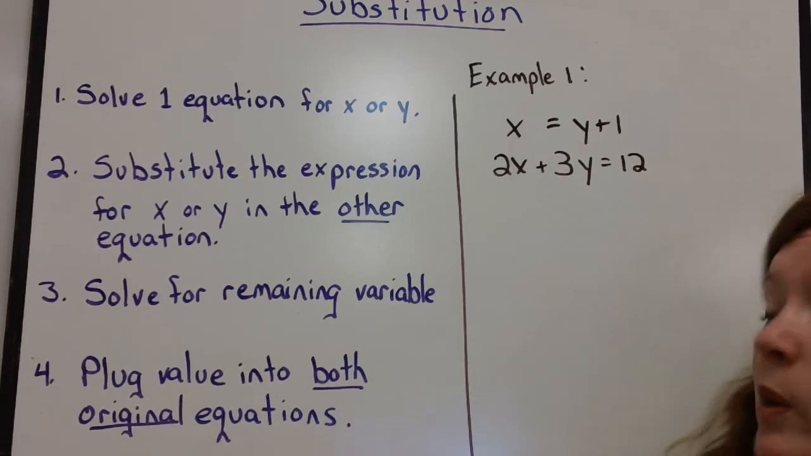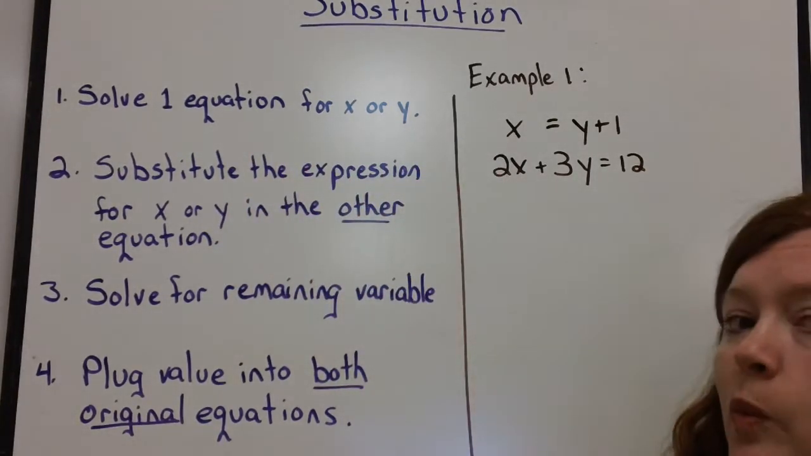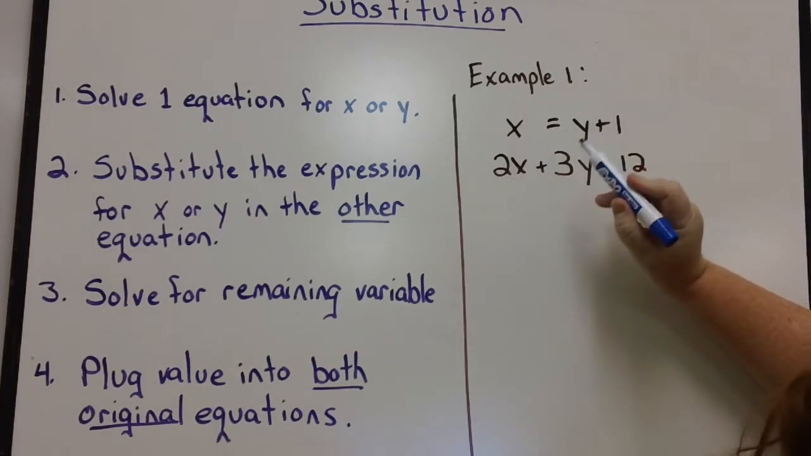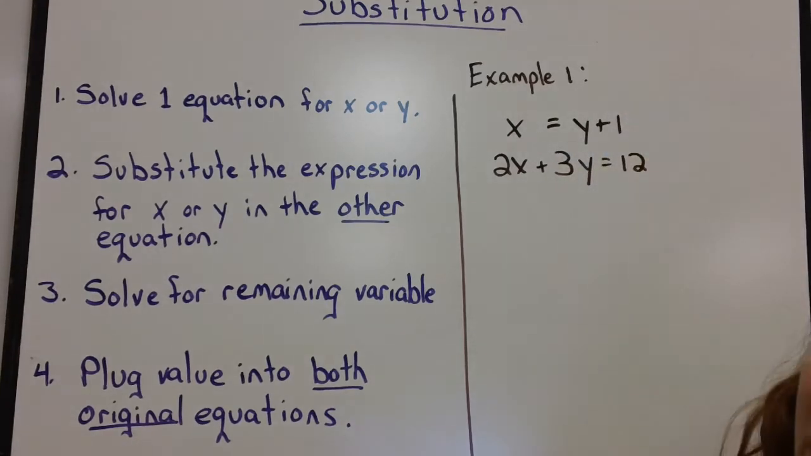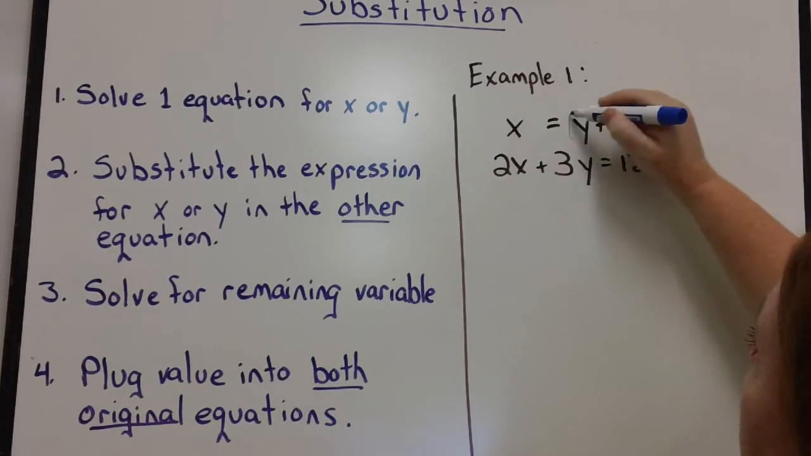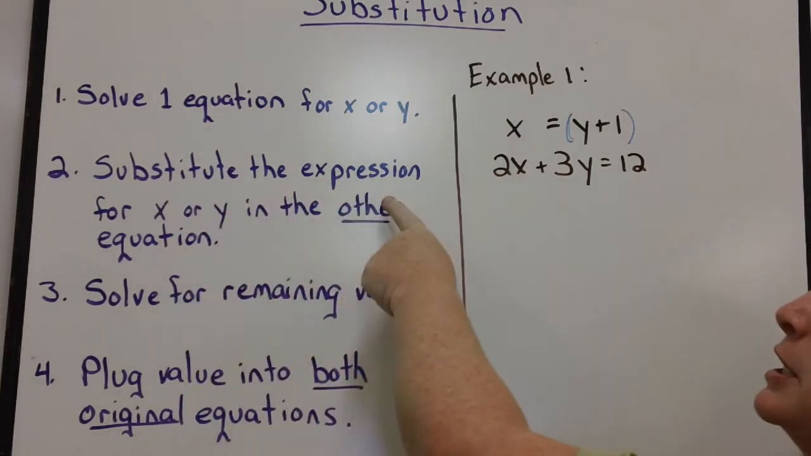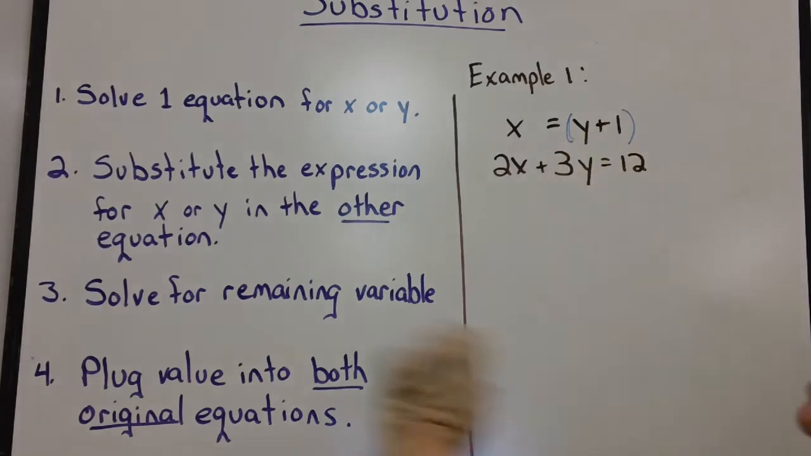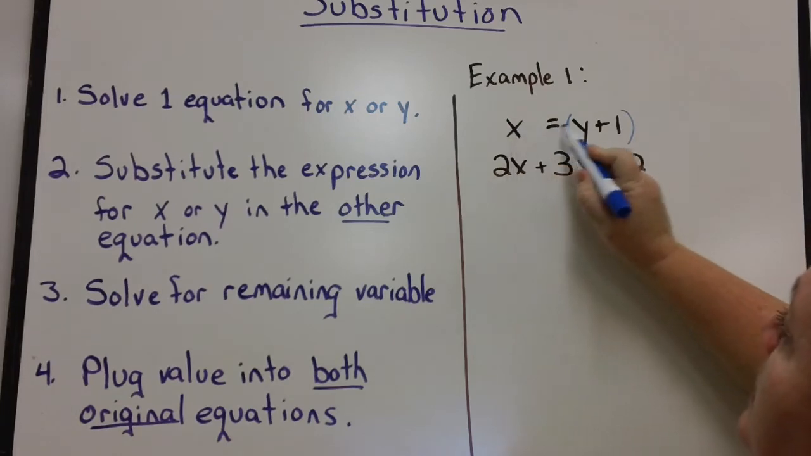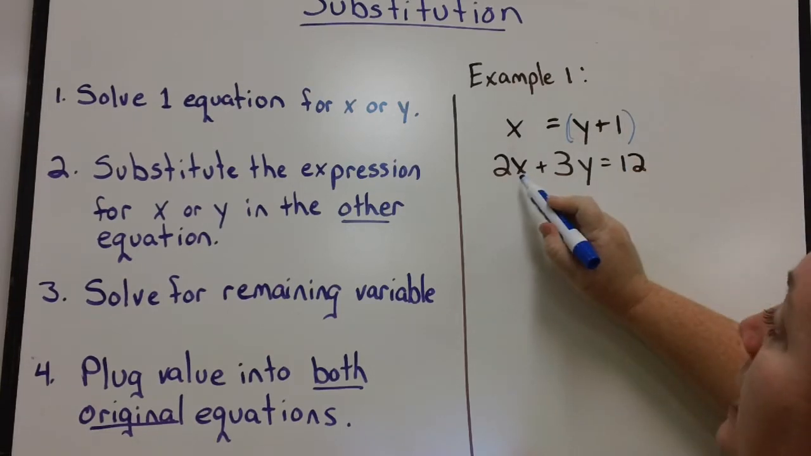All right, so here's example 1. Step 1 says solve one equation for x or y. Well, I'm very lucky today because we've already solved for x in the first equation. X is equal to y plus 1. So I don't have to do step 1. What I'm going to do is step 2: substitute the expression in for x or y. In this case, I'm going to take y plus 1 and plug it in for x in the other equation.